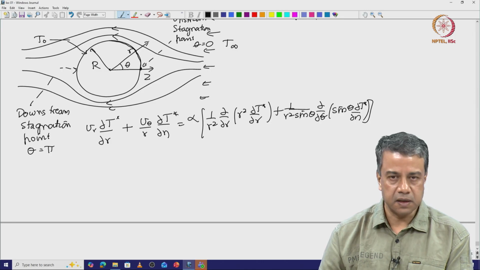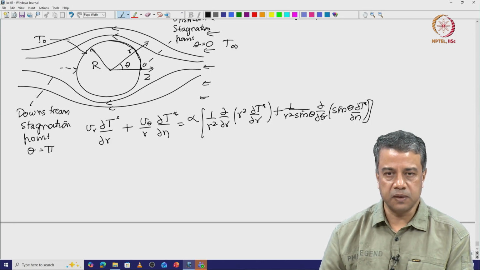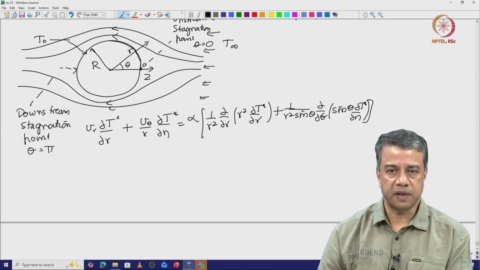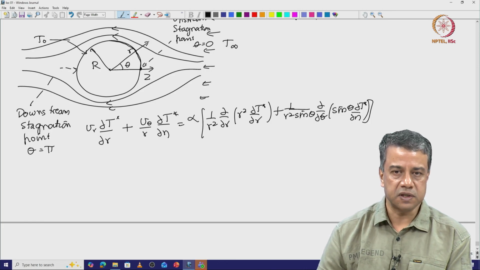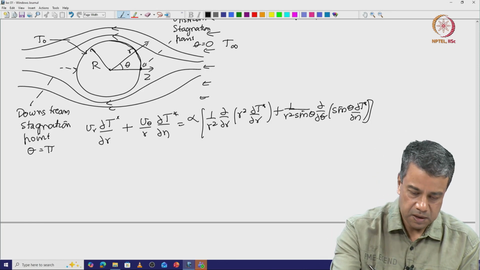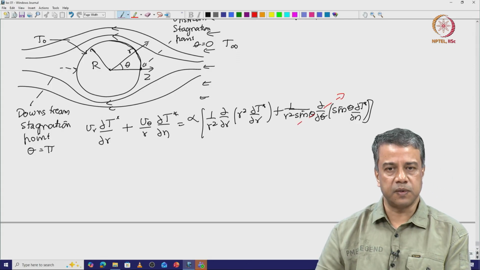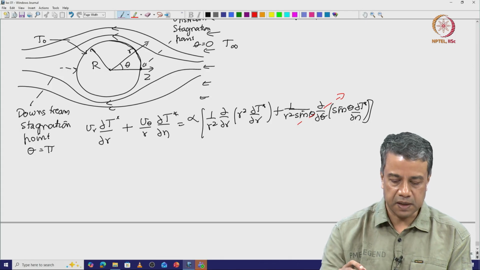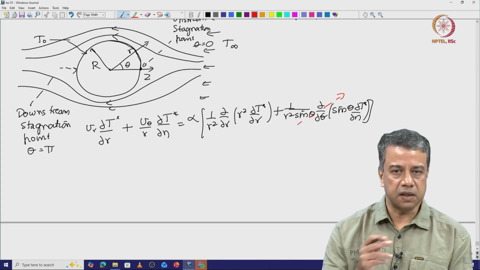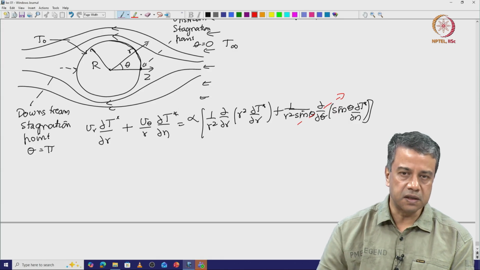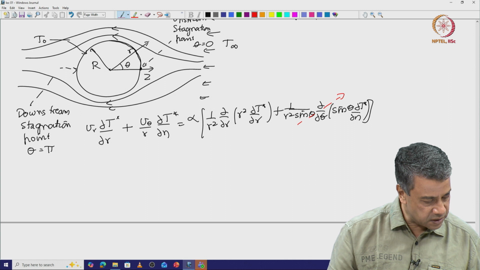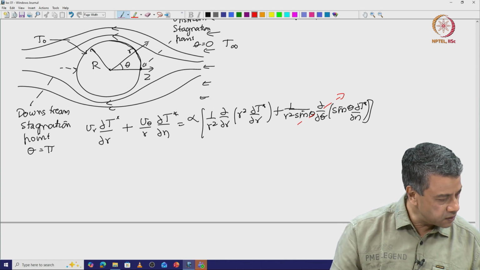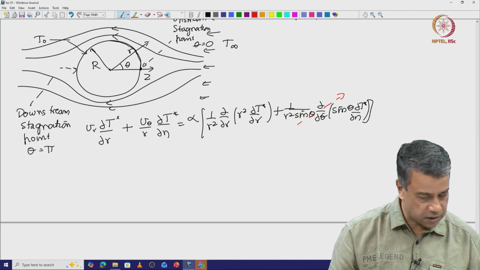In boundary layer theory, the diffusion along the streamwise direction is neglected. Diffusion is primarily along the cross stream direction. Sorry, we can neglect this streamwise diffusion in the theta direction in comparison to the diffusion in the cross stream or the r direction. Okay, we can neglect the diffusion in the streamwise direction in comparison to the diffusion in the cross stream direction.